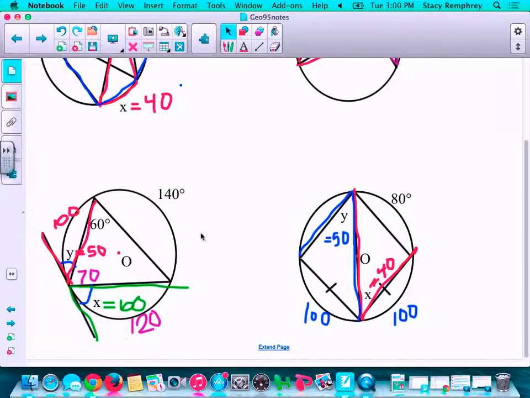If you use the fact that the circle is 360, 140 plus 120 is 260. That leaves 100 for this arc here, which is what Y uses. Y is half of that, so Y is 50.